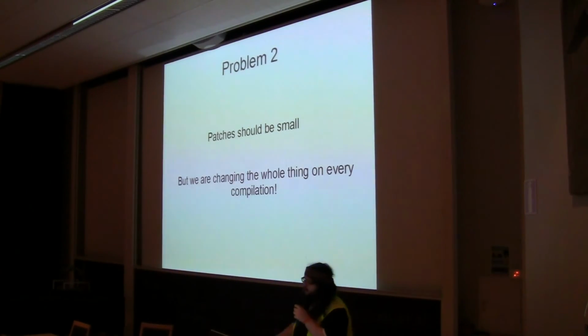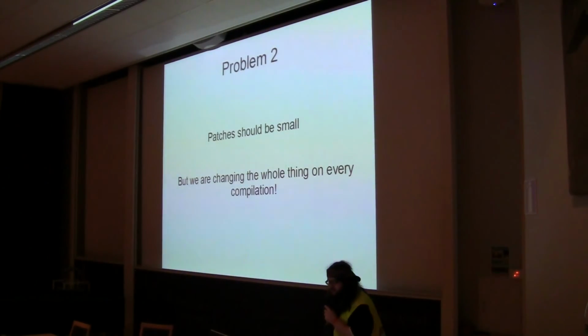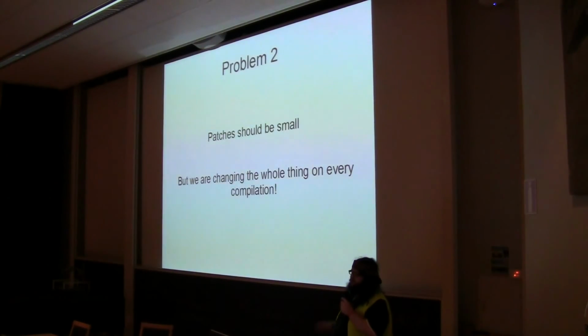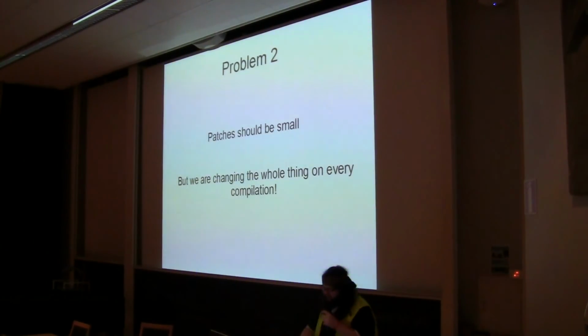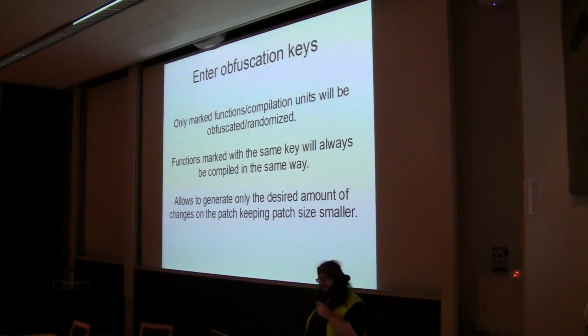Well, mistakes happen. Patches should be small. I mean, you want it to be distributed as fast as possible. But if you use these techniques, you would change the whole thing every time you compile. Nah. So we use obfuscation keys.